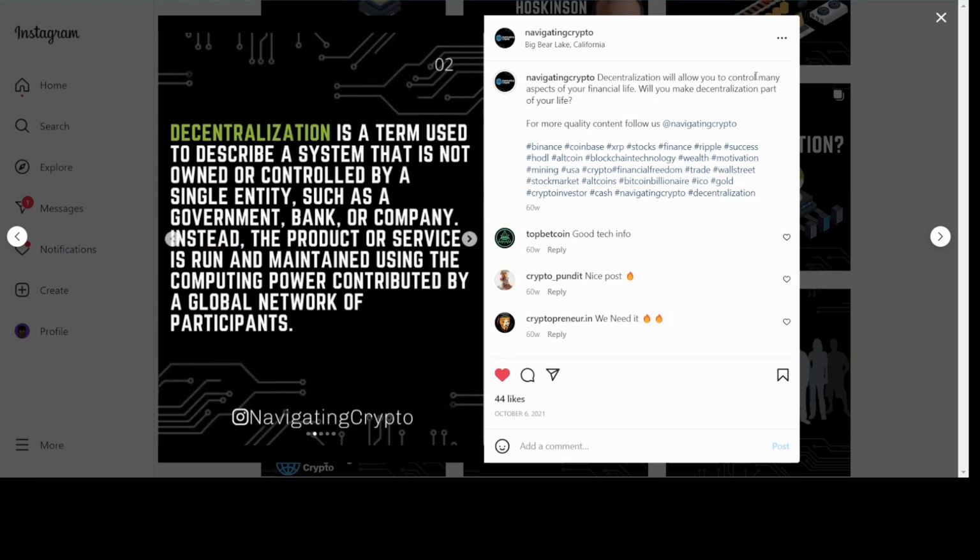And decentralization is a term used to describe a system that is not owned or controlled by a single entity, such as a government, bank, or company. Instead, the product or service is run and maintained using the computing power contributed by a global network of participants. So these decentralized networks are run by the validators within the network. So if you're a miner and you're mining transactions, then you're the validator running the network.